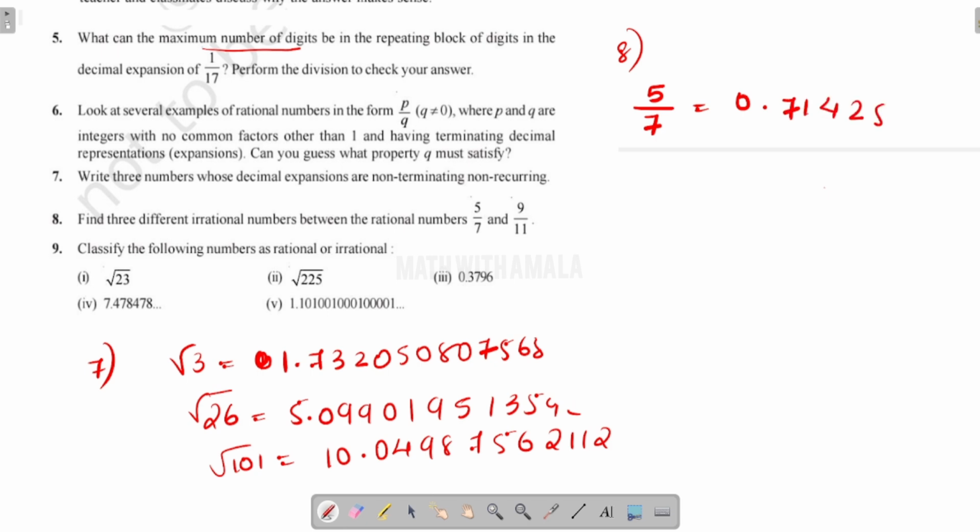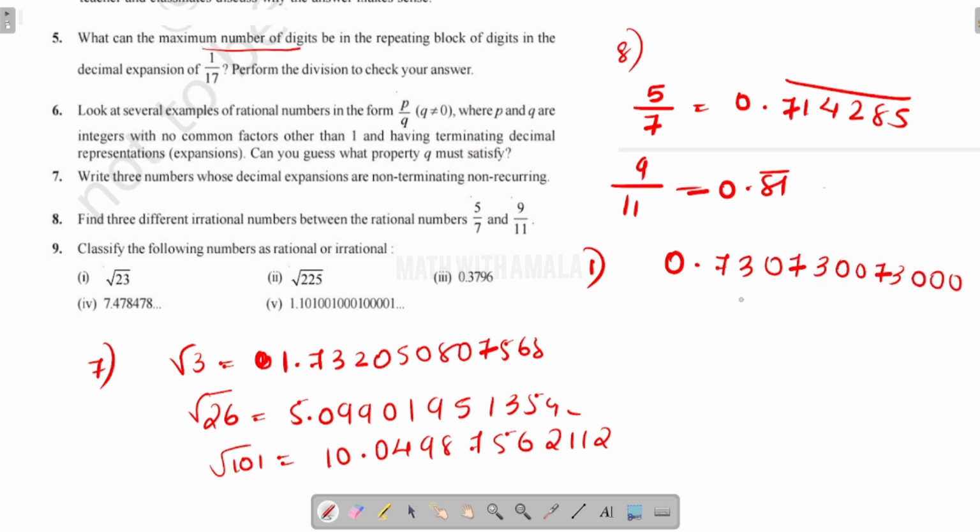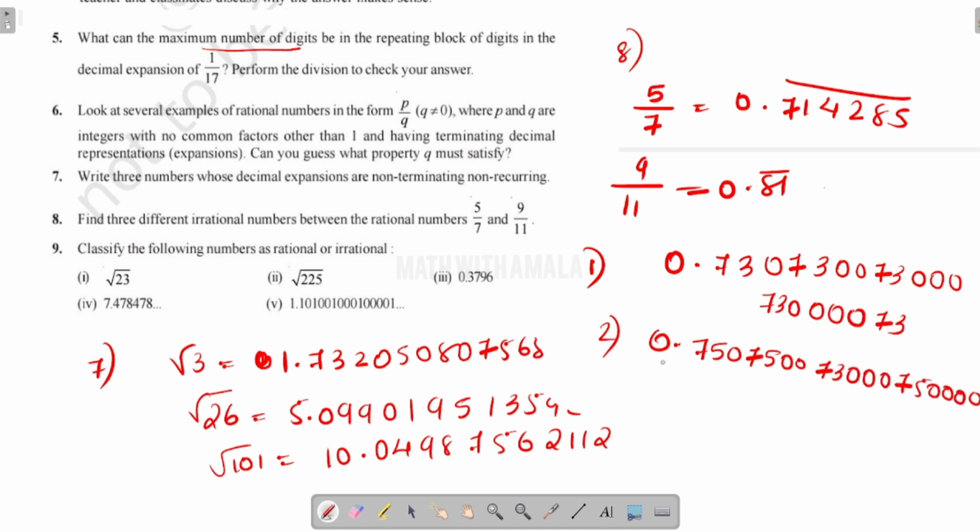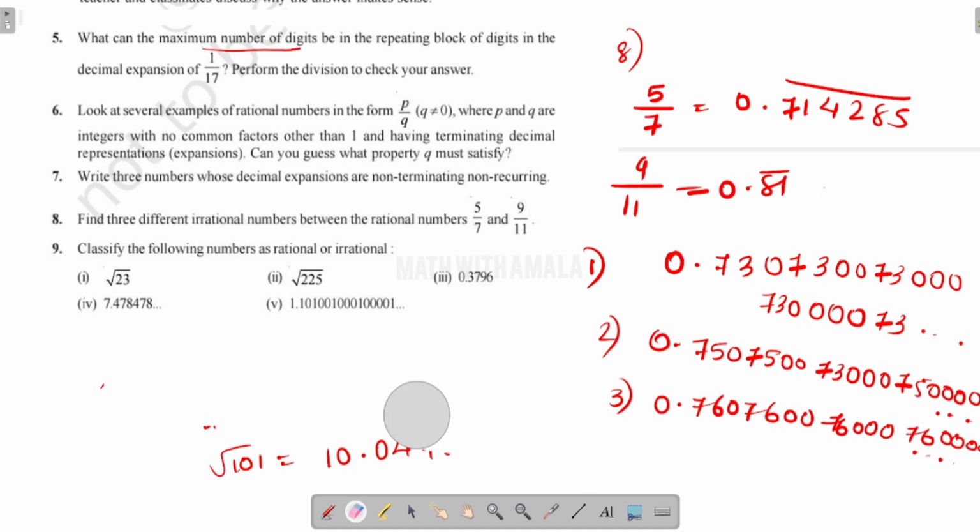8th question is to find 3 different irrational numbers between the rational numbers 5 by 7 and 9 by 11. 5 by 7, its value is 0.714285 bar. It is a repeating value, or a recurring expansion. 9 by 11 is 0.81 bar. So we have to find some numbers in between. So actually we are having different numbers in between: 0.7, 0.8, 0.71, 0.81. You can cite different numbers like this. 0.7307, 3007, 300007, 30000. You can make a pattern in it like this.